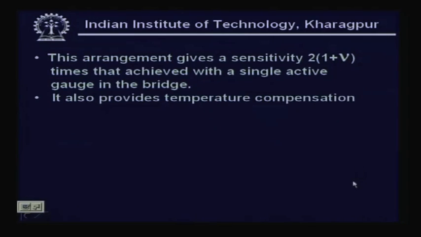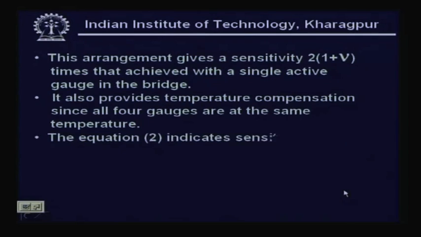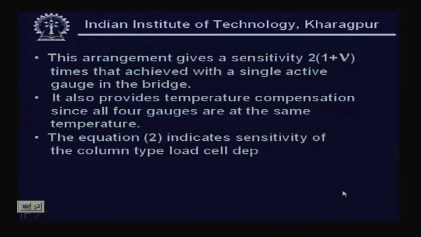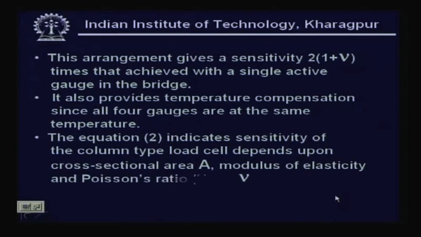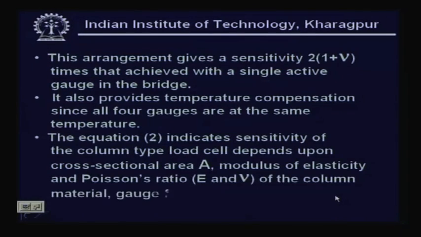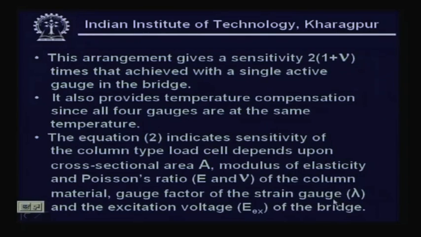It also provides temperature compensation, as I told you earlier, since all the 4 gauges are at the same temperature. The equation to indicate sensitivity of the column type load cell depends upon cross sectional area A, modulus of elasticity, and Poisson's ratio of the column, gauge factor of the strain gauges, that means lambda, and excitation voltage of the bridges.